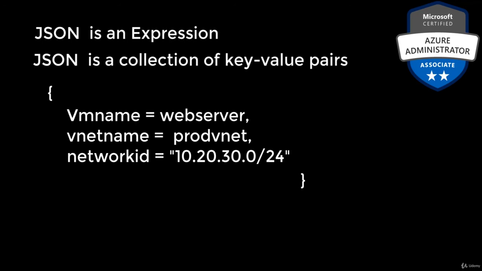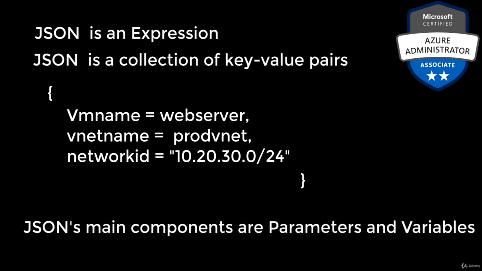When it comes to JSON, we need to understand what parameters are and what variables are. In the next two sections, we will be talking about parameters and variables.